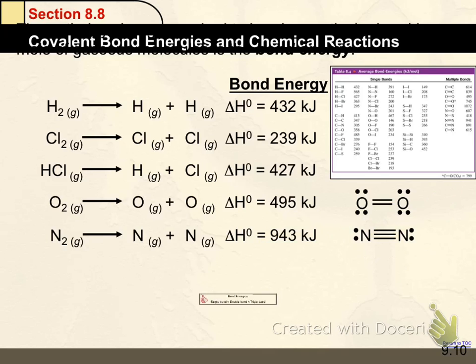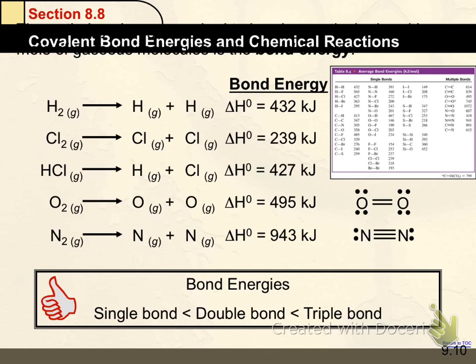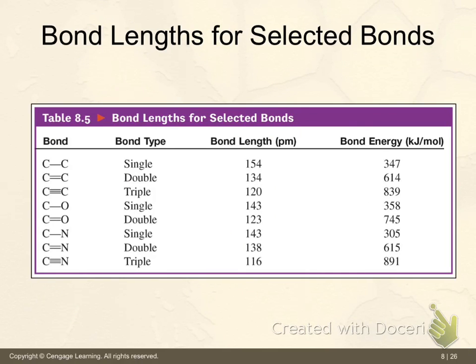So here's the common trend. For bond energies, single bonds have lower bond energies than double bonds, and double bonds have lower bond energies than triple bonds. So can we do some mathematical processes with these? Sure, we certainly can. One other thing, though, that I want to talk about before we do a little bit of math is, quickly, let's look at the bond lengths for these different types of bonds.